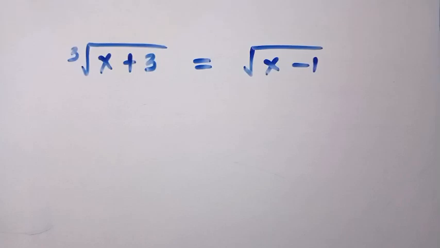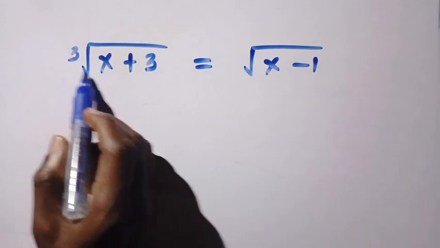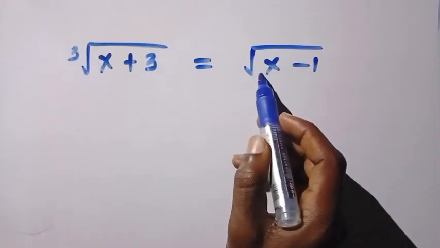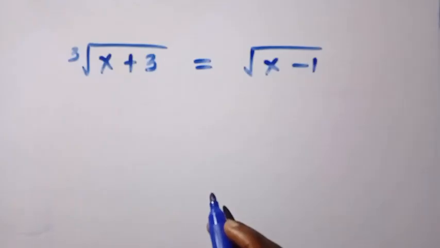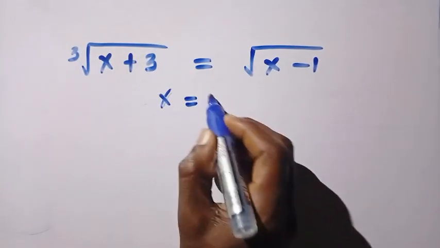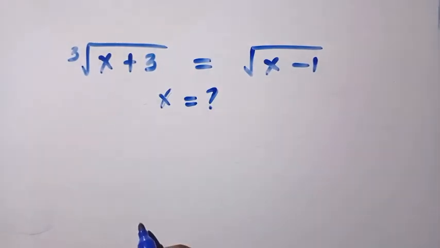How to solve these nice radical equations? We have the cube root of x plus 3 equals the square root of x minus 1. I want to find the value of x that satisfies this.